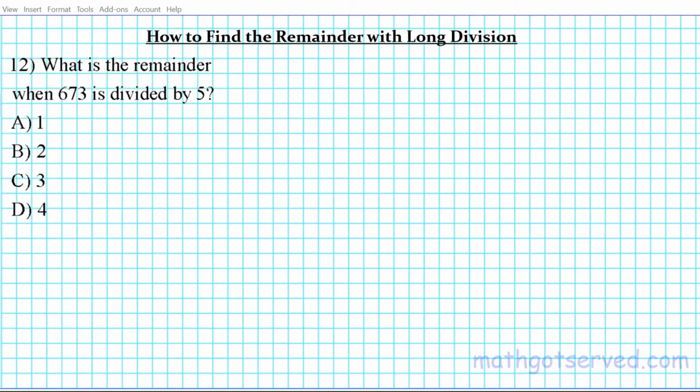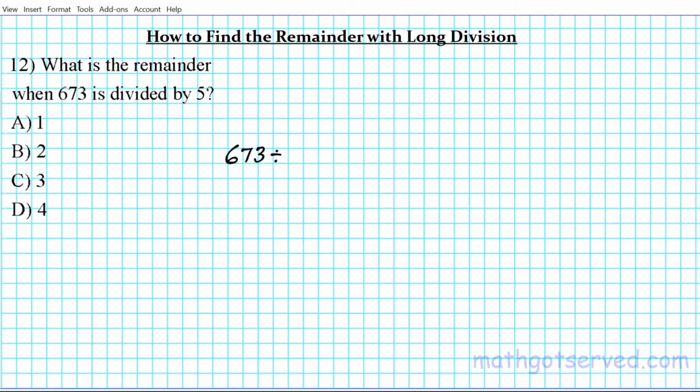All right, let's take a look at number 12. Number 12, we're going to be looking at how to find the remainder using long division. Problem 12 reads, what is the remainder when 673 is divided by 5? So let's take a look at what that is.